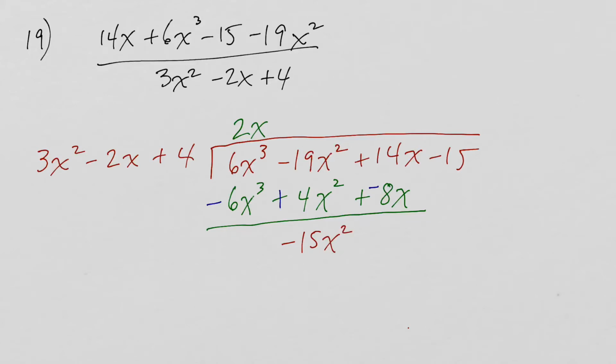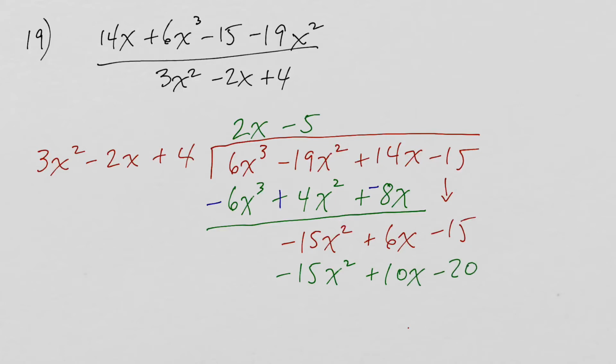14 plus a negative 8 is a positive 6x. And then I drop down the negative 15. Now I'm only looking at the first term. I've got to multiply the 3 by a negative 5 in order to get to 15x squared. So now I distribute. Negative 5 times this is negative 15x squared. Negative 5 times that is a positive 10x. Negative 5 times that is a negative 20.